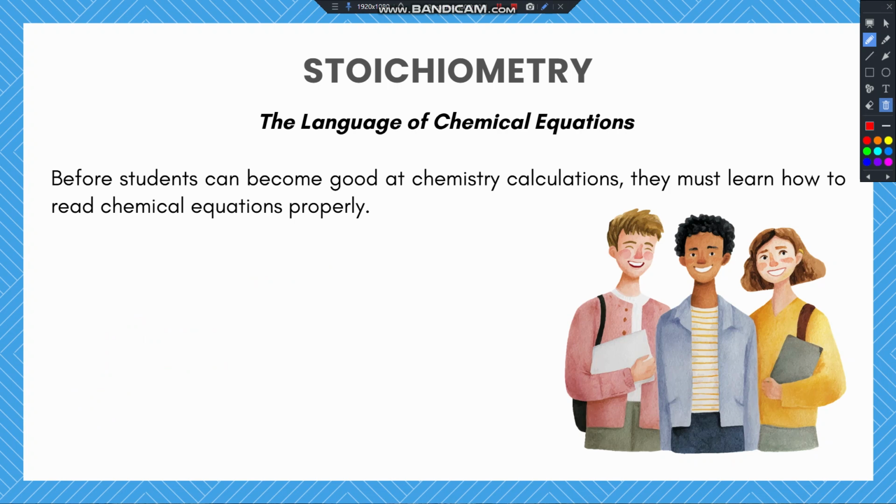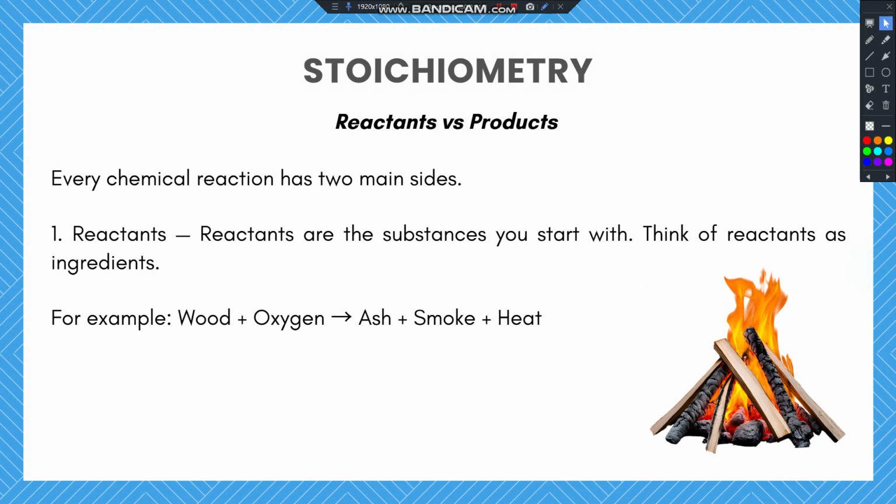So, like I said, students must become good at chemistry calculations. They first need to learn how to read chemical equations properly. And how can that be done? Well, let's talk about some parts of a chemical equation. We have the first part, which talks about the reactants and the products.